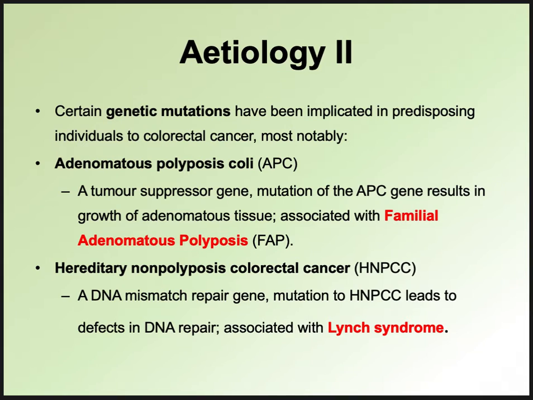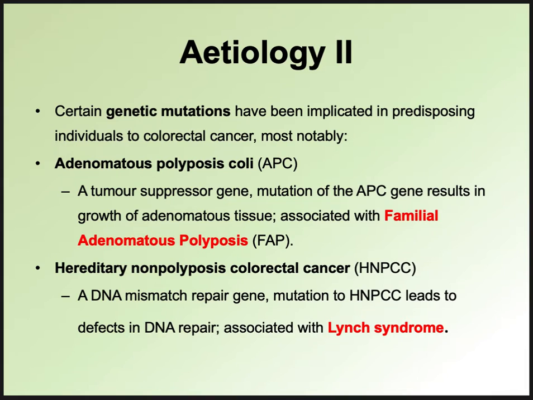Certain genetic mutations can predispose individuals to CRC. The first one I'd like to talk about is an autosomal dominant mutation in the tumor suppressor gene APC, adenomatous polyposis coli. Mutation of this gene results in growth of adenomatous tissue associated with the condition familial adenomatous polyposis. With FAP, patients will present in early childhood with colonic polyps, which then become adenocarcinomas as the patients enter their 40s. Around 90% of patients with FAP develop adenocarcinoma in their 40s.